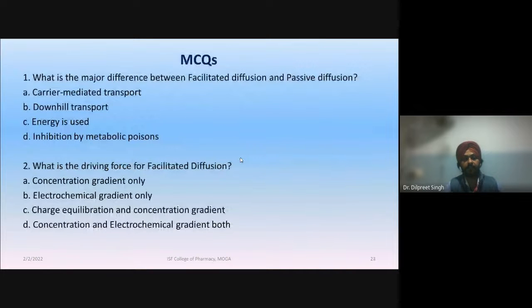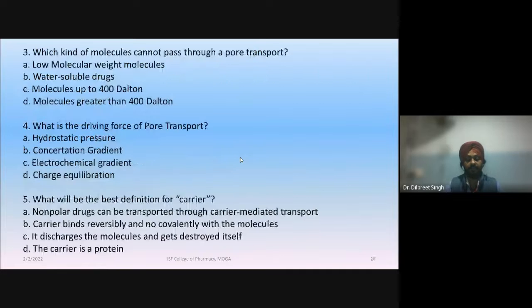So basically, what are the MCQs? What is the major difference between facilitated and passive diffusion? The answer is B, downhill transport. What is the driving force for facilitated diffusion? The answer is C, that is charge equilibration and the concentration gradient.